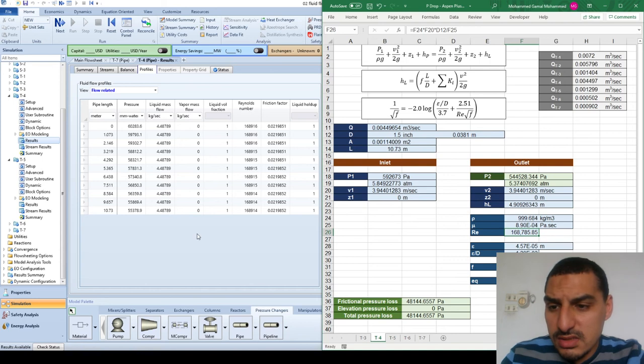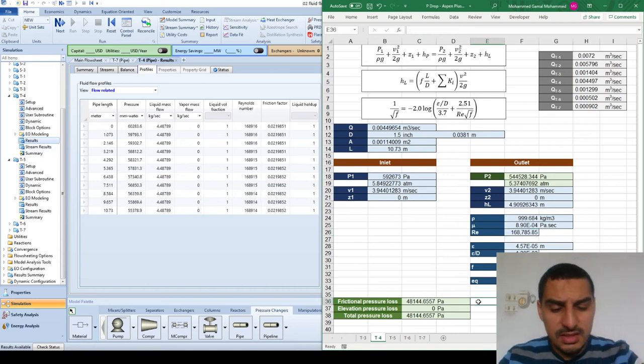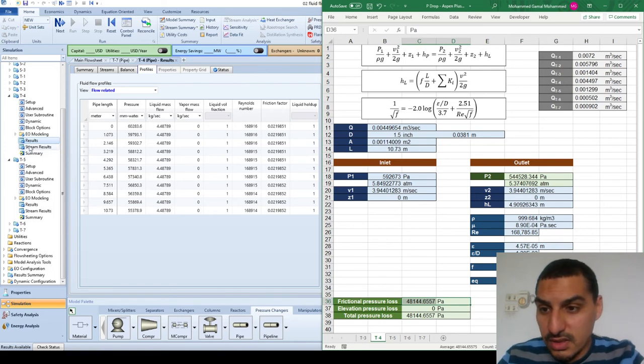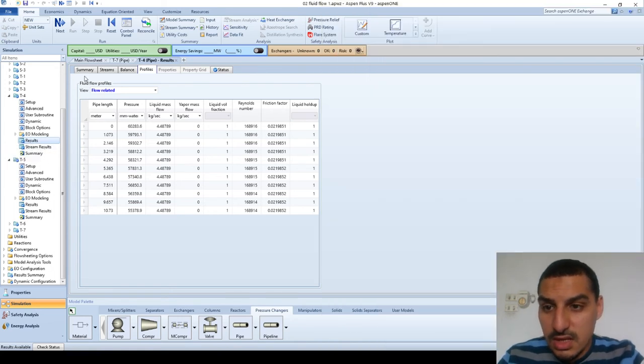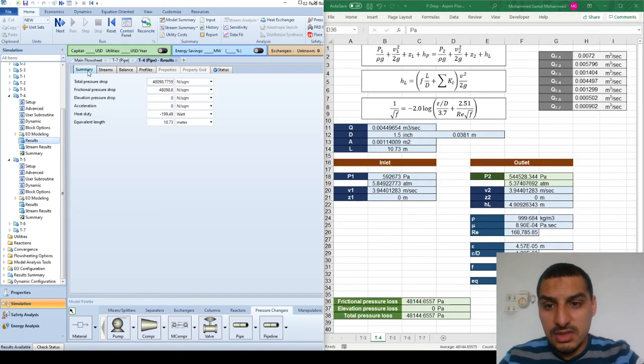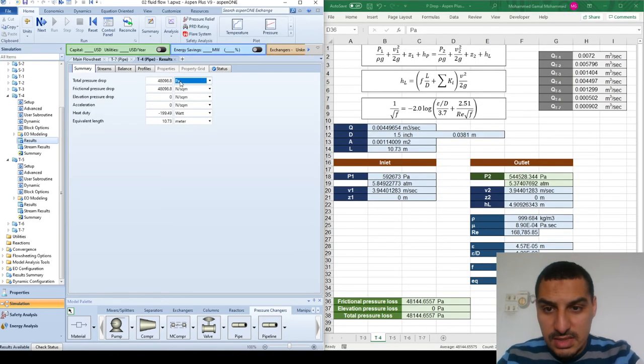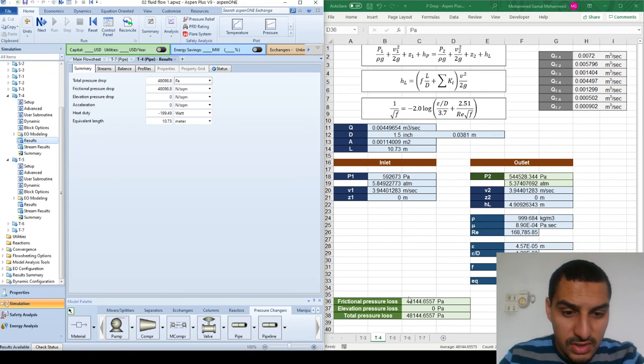And for the losses, let's take a look at the losses. They are automatically calculated. I have them in Pascal, so let's go here to the results, go to the summary, and you can put it in Pascal. It is 4,800.144. It's 4,800.089, which is very close actually to the value. I don't have any elevation pressure drop.